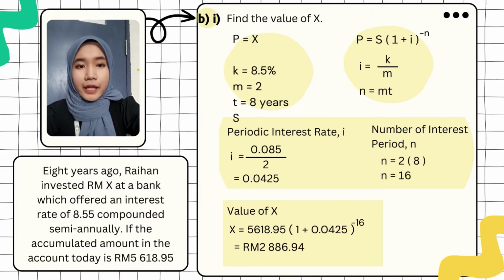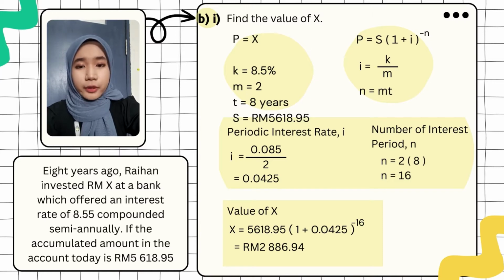2B. 8 years ago, Raihan invested RMX at a bank which offered an interest rate of 8.5% compounded semi-annually. If the accumulated amount in the account today is 5,618 ringgit 95 cents, 1. Find the value of X. From the question, P equals X, k equals 8.5%, m equals 2, t equals 8 years, and S equals 5,618 ringgit 95 cents.